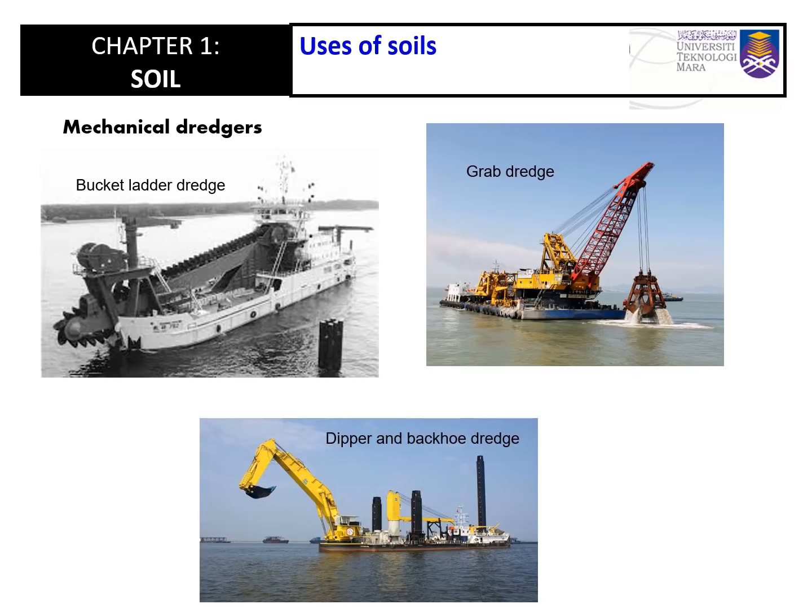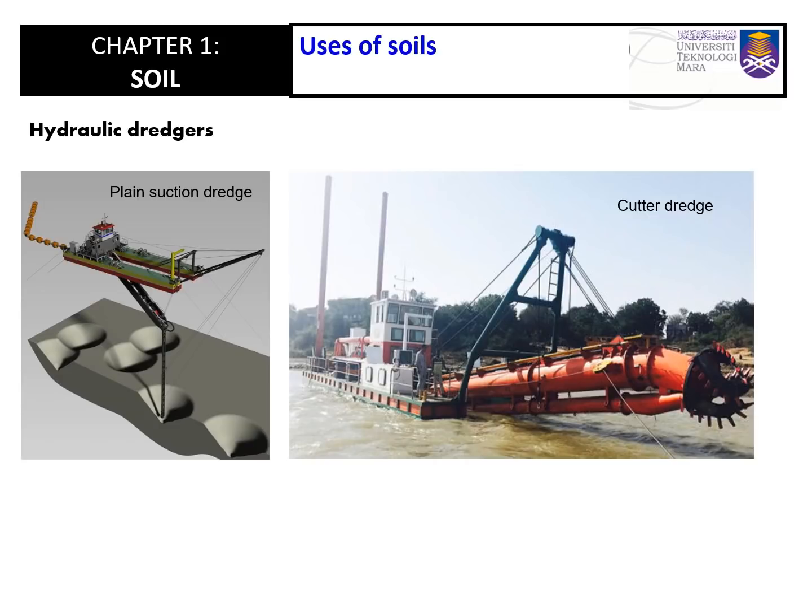whatever they have. This one is called dipper and backhoe dredge. So dekat sini nampak is the backhoe. It will excavate the soil underneath and it will take out. This is like normal excavation. Okay, then it will just the same thing, store the sand. The second one is hydraulic dredges. Hydraulic dredges only show you two types here.